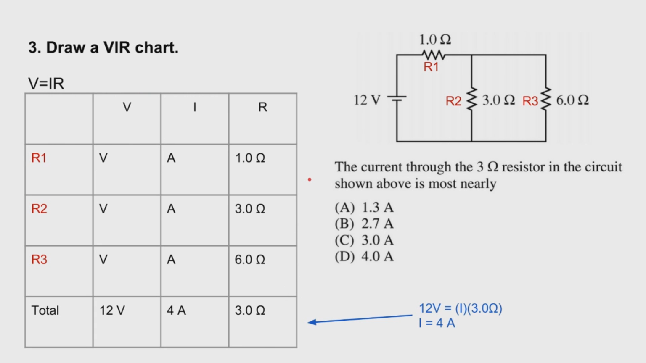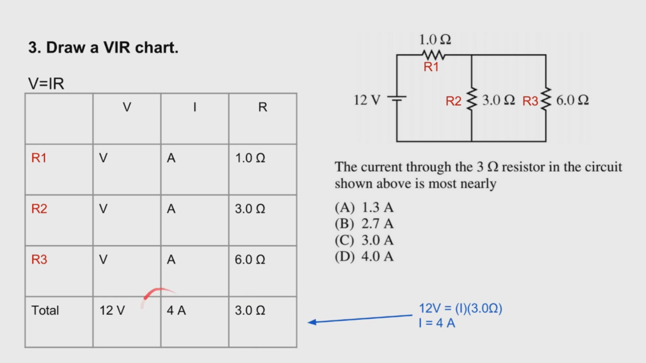The next, and final, step is to draw a VIR chart. The reason it's called a VIR chart is because it's V equals IR, and that's the equation we'll be using for the entire chart. Given all of the resistor values, I wrote them down right here. This being R1, this being R2, and this being R3. This is the same equivalent resistance that we found just a minute ago.